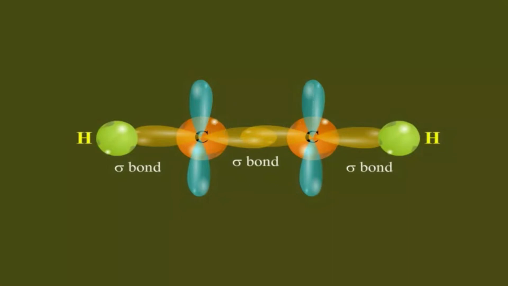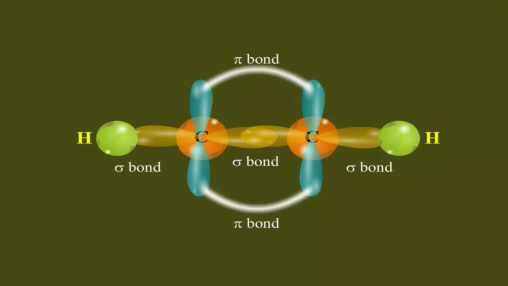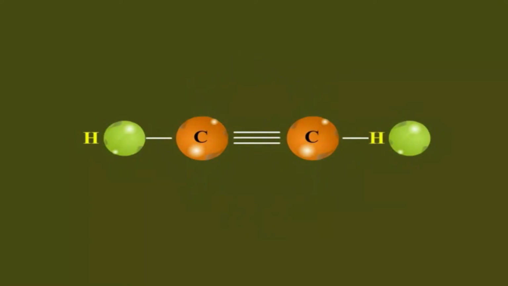Now, these p orbitals overlap sideways to form 2 pi bonds. Now this bond angle, that is, the HCCH bond angle, is 180 degrees. And the carbon-to-carbon triple bond length is 120 picometers.